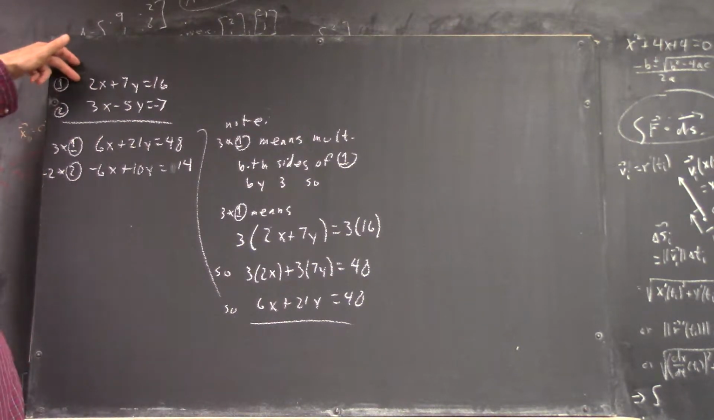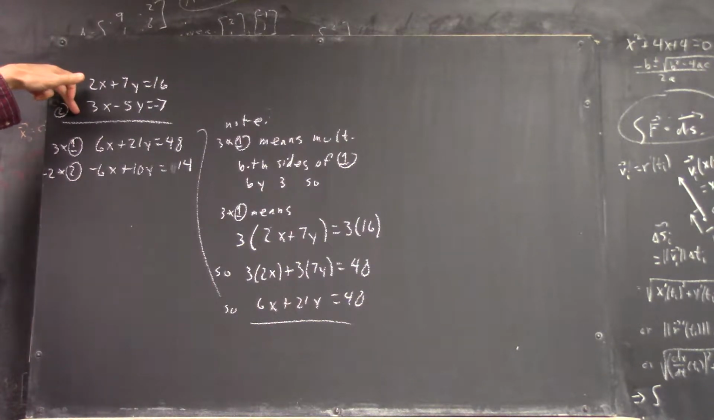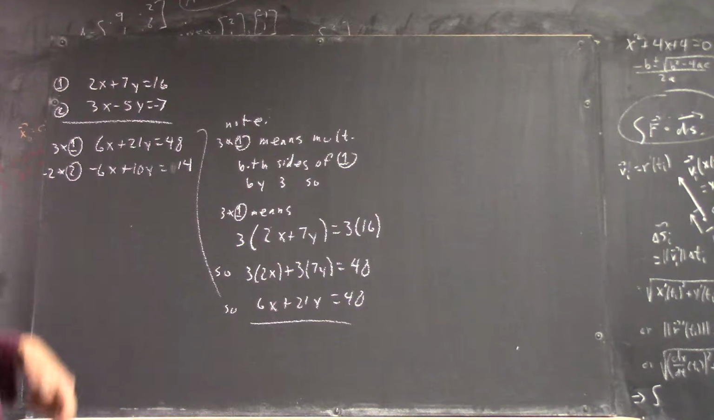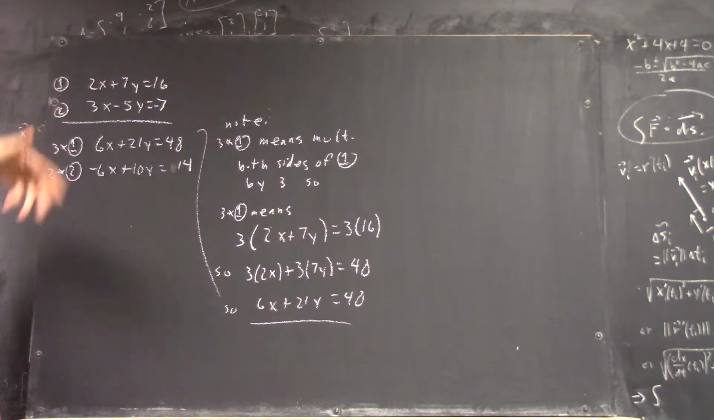So, take these equations. If we multiply the first one by 3, we're going to get a 6 in front of x. If we multiply the second by -2, we're going to get a -6 in front of x, which means we're going to get rid of x.